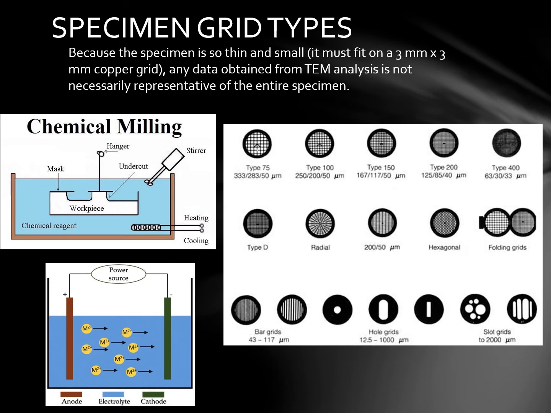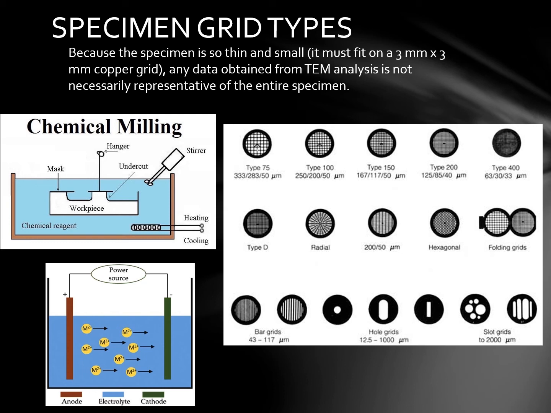So finally, we will be discussing some of the specimen grid types, and we will just be briefly brushing over some of the most important ones. Because the specimen is so thin and small, it must fit on a 3x3 mm copper grid. Any data obtained from TEM analysis is not necessarily representative of the entire sample. So there are quite a variety of grid types available for each type of sample and anything that you require for your sample. These grids can range from 25 to 100 microns, and the hole width can vary from 25 to 288 microns.